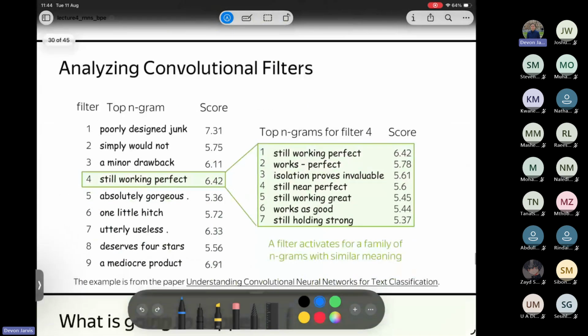Okay, and what you'll find is that a lot of the times a convolution is activated by roughly the same 4-grams. So it's doing this kind of initial filtering of sentiment. So, things like: still works perfectly, it works perfectly, it proves invaluable, near perfect, still working great. All of those 4-grams, all of those phrases, will still activate the same kernel, and this result is taken from a specific paper on text classification.